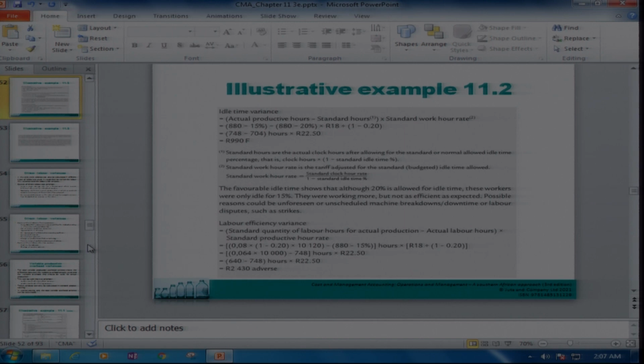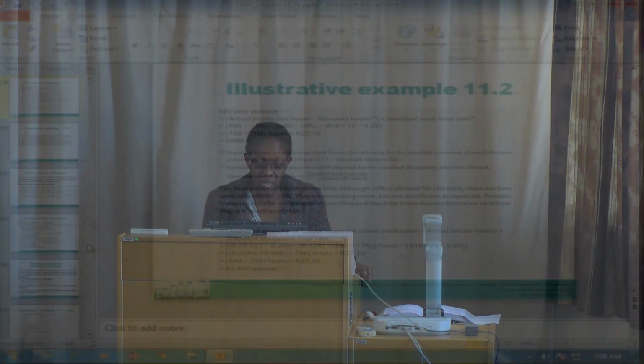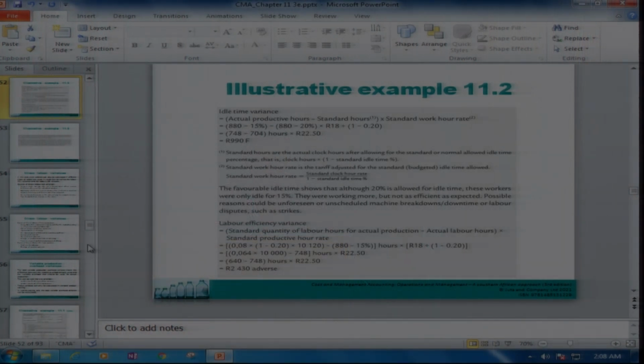And then we also have to calculate our labor efficiency. The formula will be the standard quantity of labor hours for actual production minus actual labor hours multiplied by the standard productive hour rate. So guys, be aware, when there is idle time, this is how we calculate our labor efficiency. When we do not have any idle time information in the question, then we'll calculate it as we did in example 11.1, which I have just done previously. So with idle time, we'll then say 0.08. Where do we get that again? That is the time according to the standard information to manufacture a unit. Take into account that 20% is for idling.